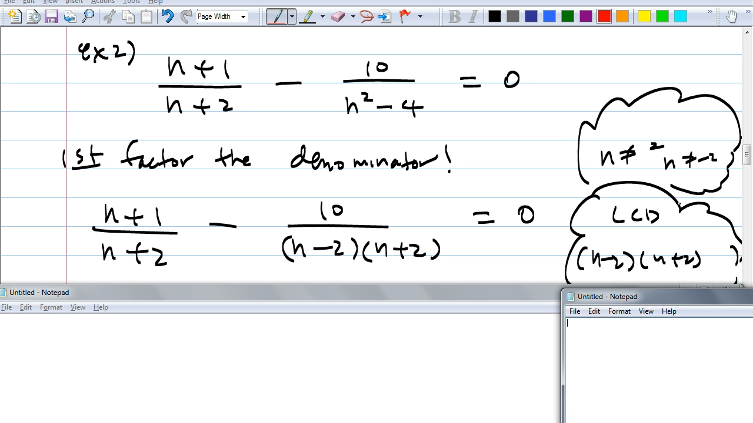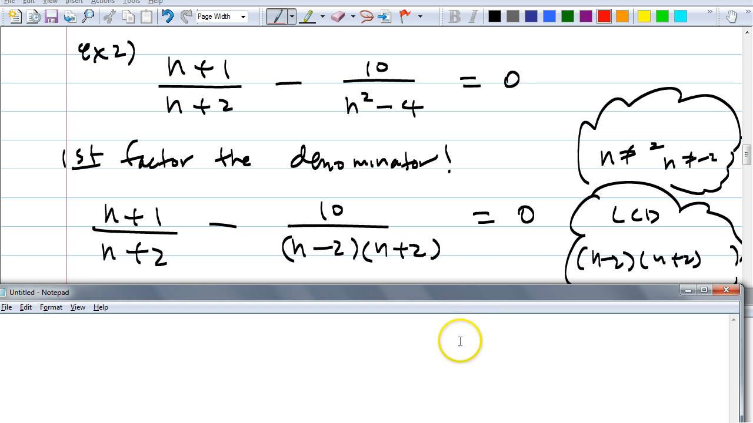So let's multiply both sides by the LCD, (n + 2) times (n - 2). That would guarantee all the denominators go away, correct? How many terms do you have on the left side, by the way? Show me with your fingers. How many terms do we have on the left side? Okay, how many terms do we have on the right side? If there are 2 terms on the left, there's only 1 term on the right. It's just 0. So you're going to multiply both sides by the LCD.